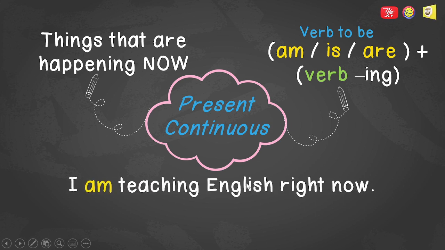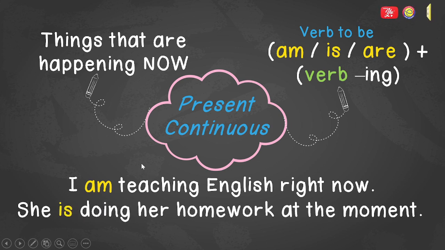For example, I am teaching English right now. That's the verb to be am over here, which is special for I, and followed by the verb teaching, which is teach with ing at the end. And the second example, she is doing her homework at the moment. Again, as you can see, there's the verb to be, which is, followed by the verb with ing, doing.